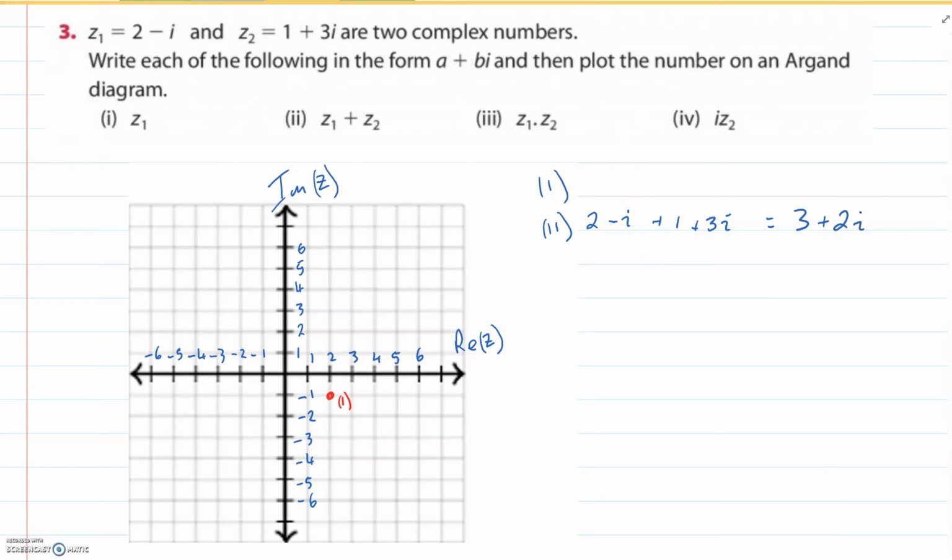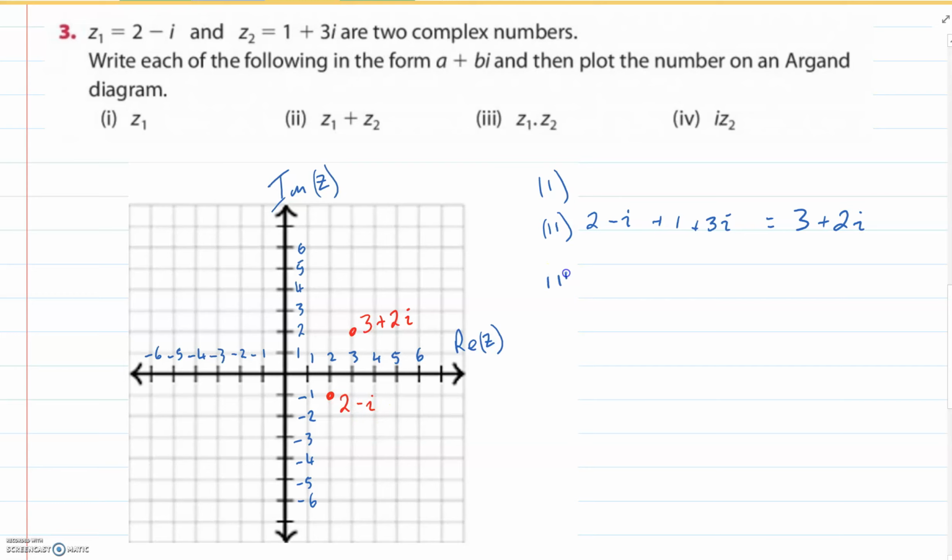So now if we want to plot that, we are going to go to 3 on the real part, 1, 2, 3, and go up to plus 2 on the imaginary part, and that is the solution. Now instead of writing in that, if this was an actual exam, I'd write in the complex number there. I'd go 3 plus 2i. Okay, so we might just do that for the first one as well. That is 2 minus i.